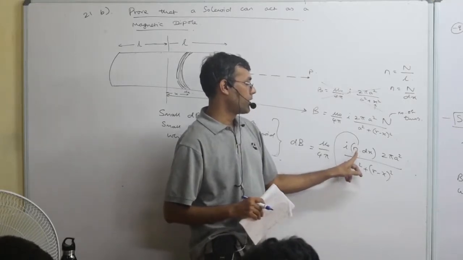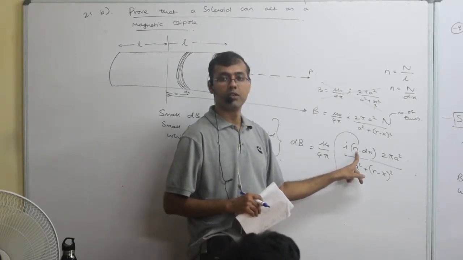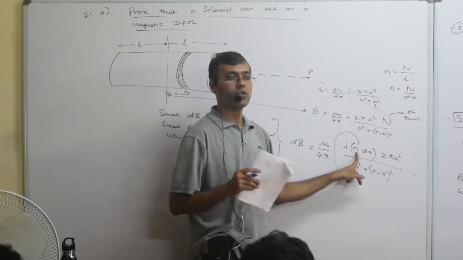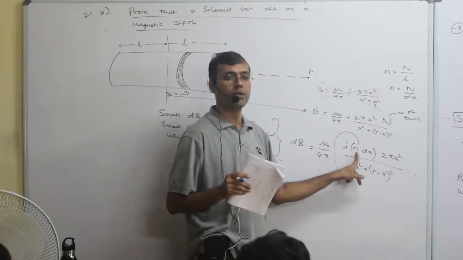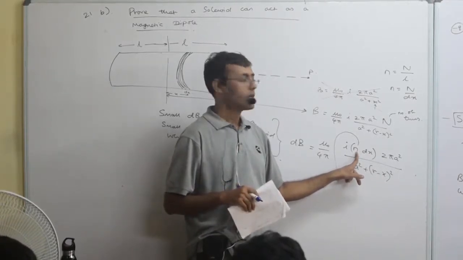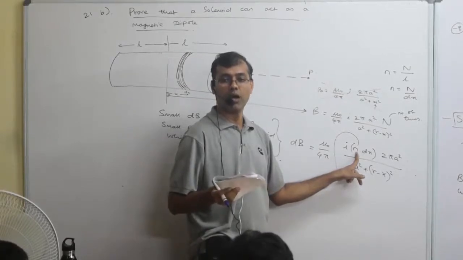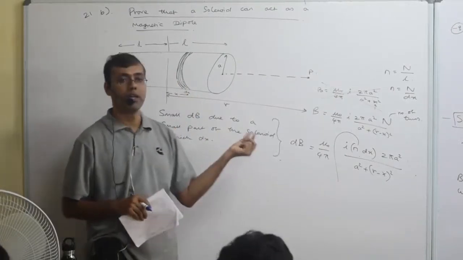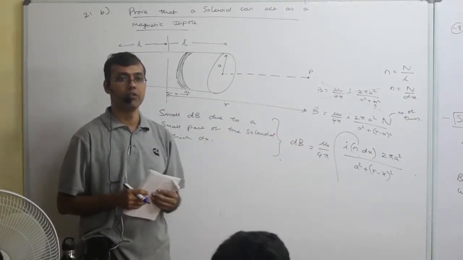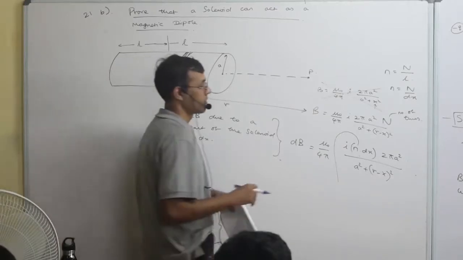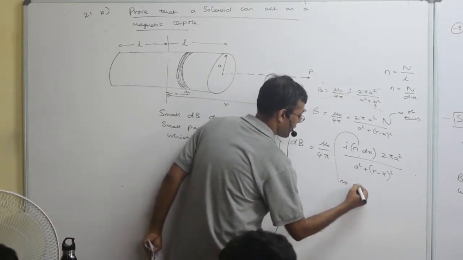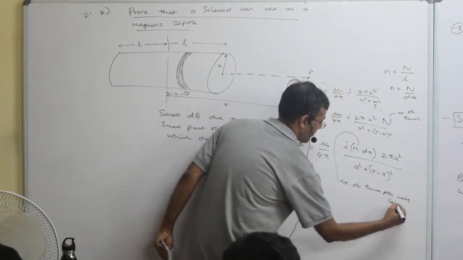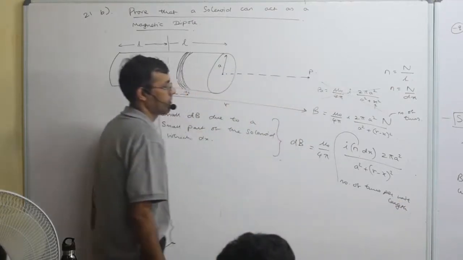If I say in 1 meter you have 5 turns, 5 per meter, right? 5 turns per meter. So if I say 2 meter, then how many turns will that be? 5 into 2. If I say half meter, it will be 5 into half. So that means if I say dx length, what should I do? n into dx, as simple as that. So simply you have to multiply by dx. So this is the number of turns per unit length. Okay.